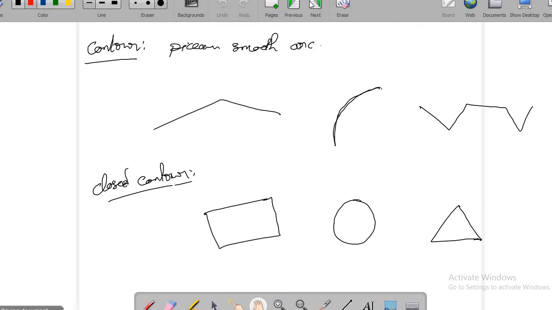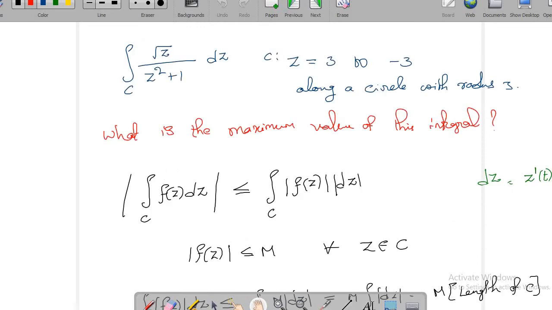And if you take a closed contour, you can say that is a closed curve which is piecewise smooth. That you can see. That is a closed contour. And we saw some examples here.